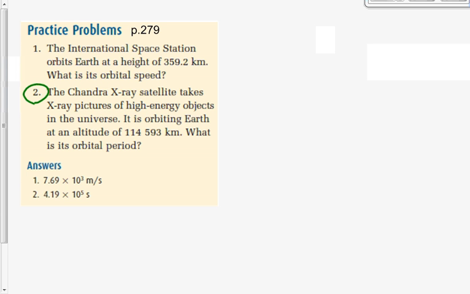It says the Chandra X-ray satellite takes X-ray pictures of high-energy objects in the universe. It orbits the Earth at an altitude of 114,593 kilometers. That's a long way up. We're talking about the space station orbiting at an altitude of 400 kilometers above the surface of the Earth. This is 114,000 kilometers more than the space station. We know what to do here, guys, right? F_c is equal to F_g. We're going to say mv squared over r equals G m1 m2 over r squared.